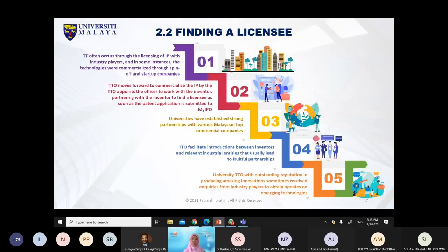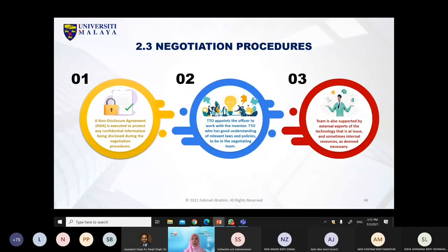So this is the finding of the license funding. In order for you to have a license funding, first of all, the Technology Transfer Office will appoint an officer to work with the inventor and the researcher. They will have a discussion, and if the innovation is in medical science, then we will identify the Technology Transfer Office officer who is well versed in medical science to talk with them, and they will discuss and identify the potential customer or industry that wants to take up the innovation, and they will go for negotiation and they have to sign the license. So this is the negotiation process.